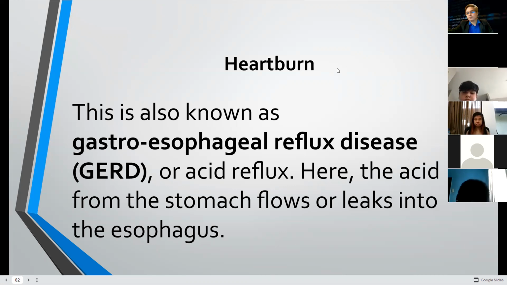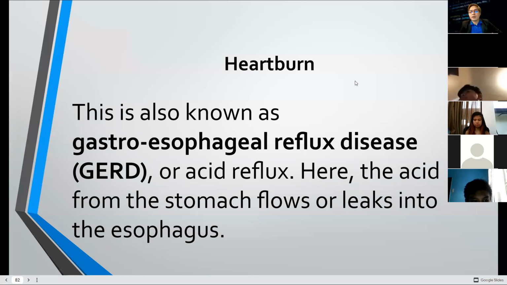Let's start with heartburn. This is also known as gastroesophageal reflux disease, termed in medicine as GERD, or acid reflux. GERD happens when the acid in the stomach flows or leaks into the esophagus. What happens here is a burning sensation in the chest area. It feels like your heart is burning.